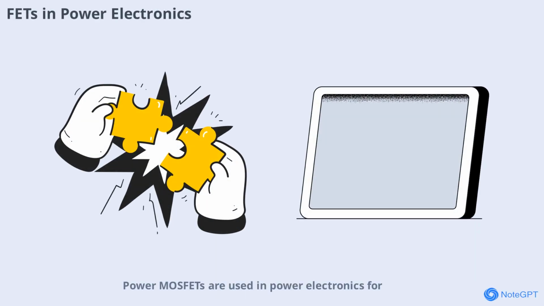Power MOSFETs are used in power electronics for switching and amplification at high voltages and currents. They are found in power supplies, motor controllers, and inverters. Their efficiency and reliability make them the preferred choice for managing power in industrial and consumer electronics.